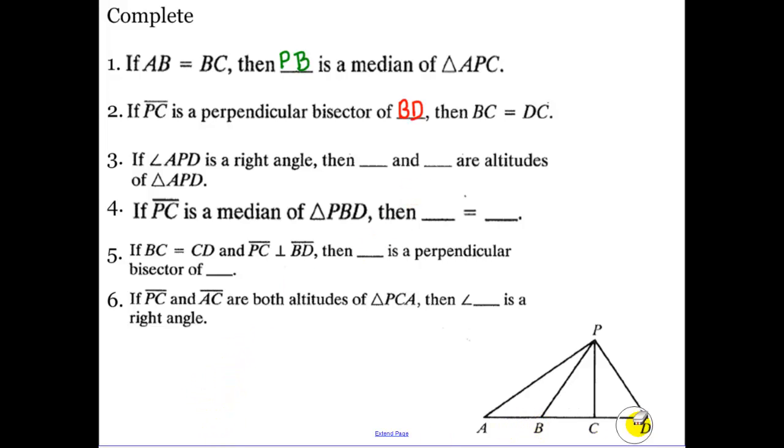Okay, if APD, if I have a right angle in here, then what are my altitudes? Remember I talked about how the altitudes in a right triangle are the legs. So AP and PD are going to be our altitudes. If PC is the median of triangle PBD, remember the median goes from a vertex to the midpoint of one side, therefore PC has got to equal CD.